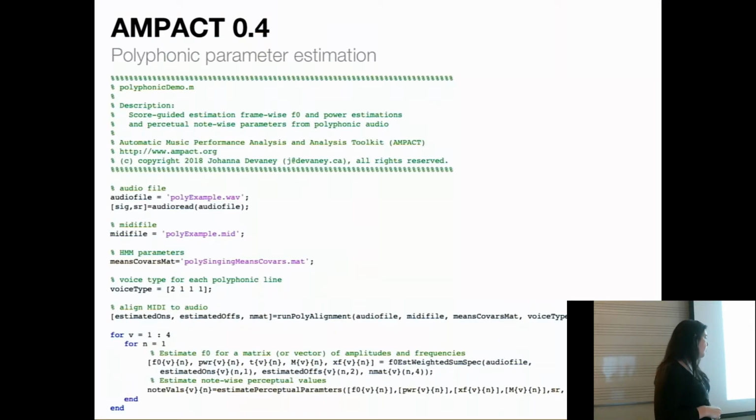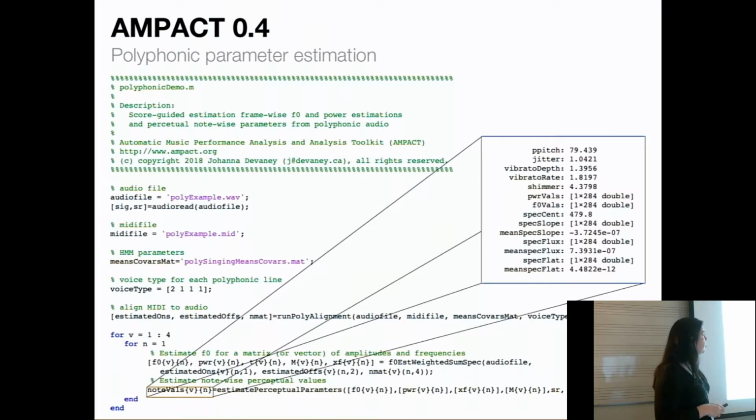And then for each note, it will go through and estimate the F0 information. And then from there, it'll also estimate all of the perceptual parameters. So what that ends up looking like for a single note would be a perceived pitch estimate, a jitter estimate, vibrato rate and depth, and shimmer.